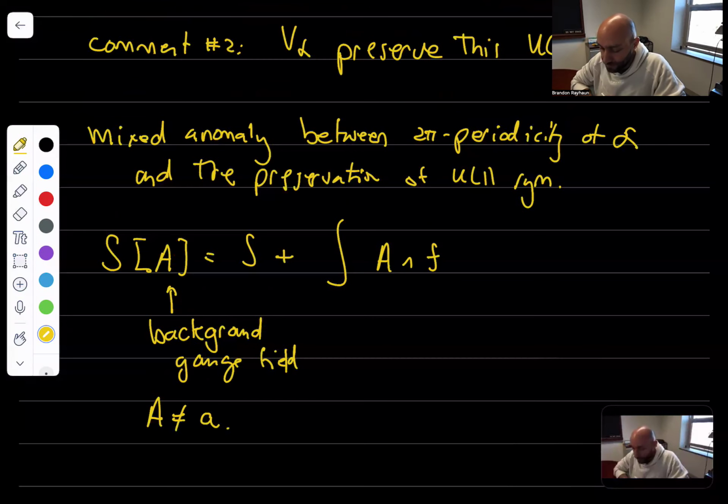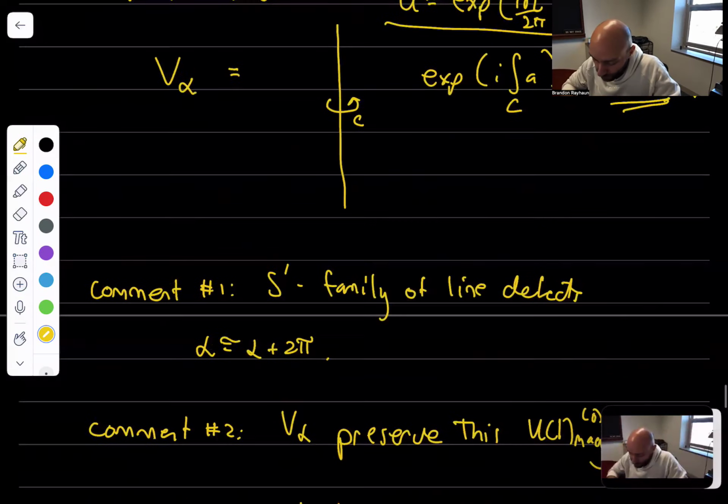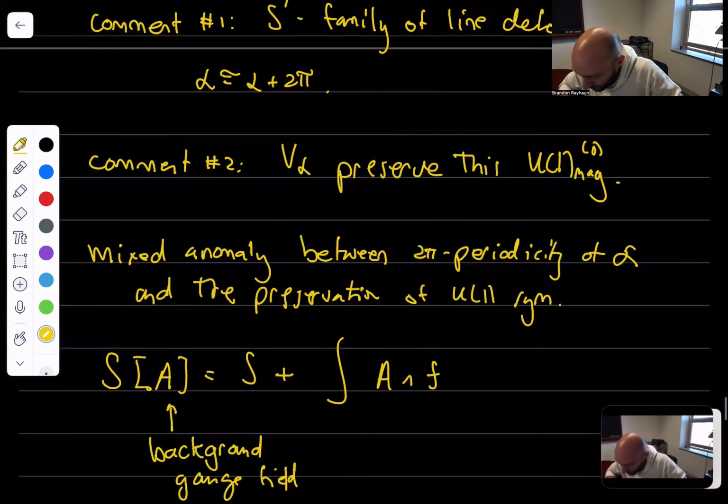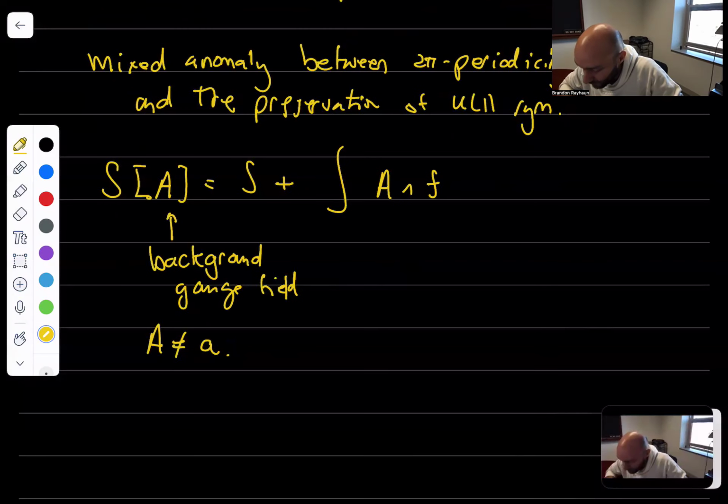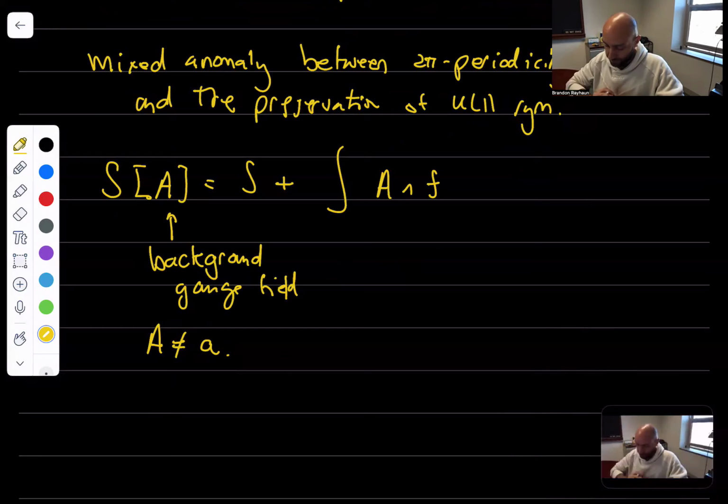However, in the presence of an insertion of this vortex line, V alpha, it turns out that this isn't quite gauge invariant under gauge transformations of the background gauge field.